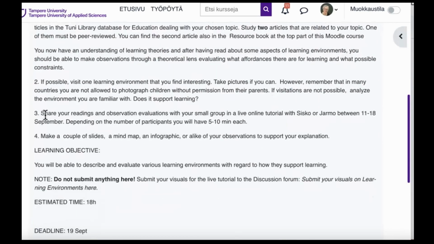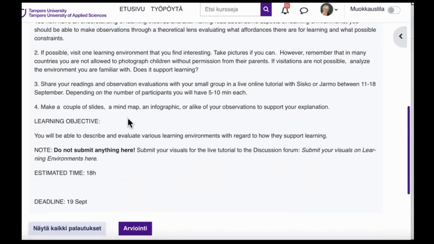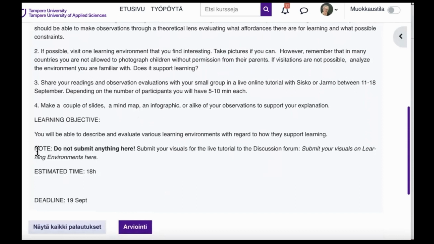And then this is the reflection part. They'll share their readings and observations in a small group. This is a live tutorial where the teacher will be joining the small group. And then after these instructions, we have the learning objective related to this assignment. This would be one of the learning objectives given at the beginning of the course.